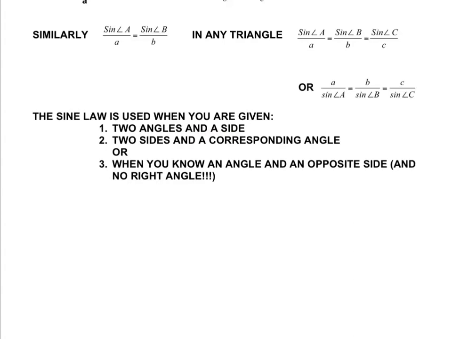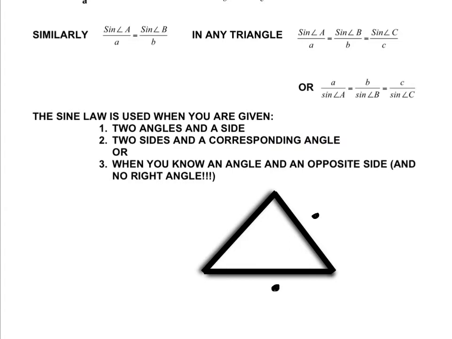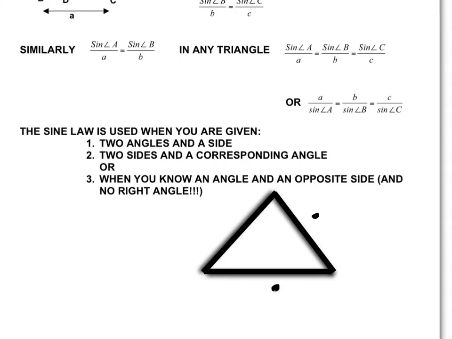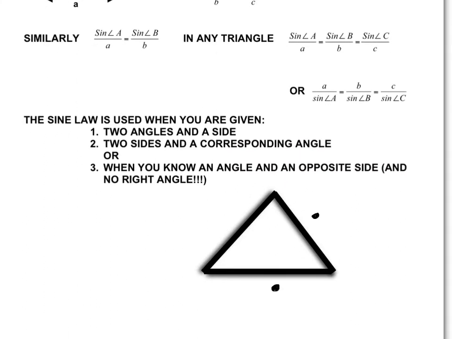The other option is two sides and a corresponding angle. So what that means is two sides and a corresponding angle. So if you're given this side right here, then the corresponding angle will be the one straight across from it. So this angle right here. But it would also work with this side here and straight across, giving you this one as well.